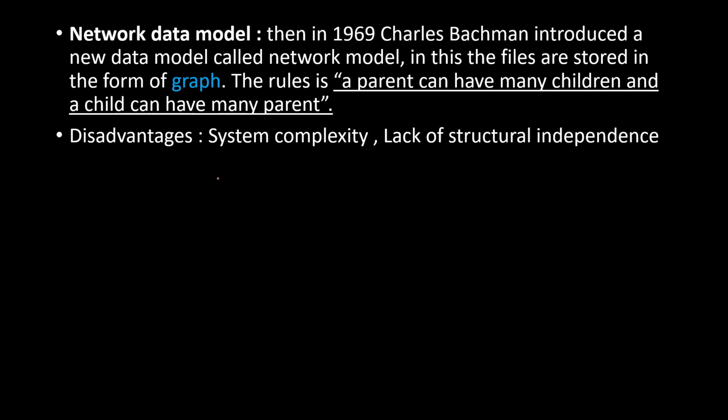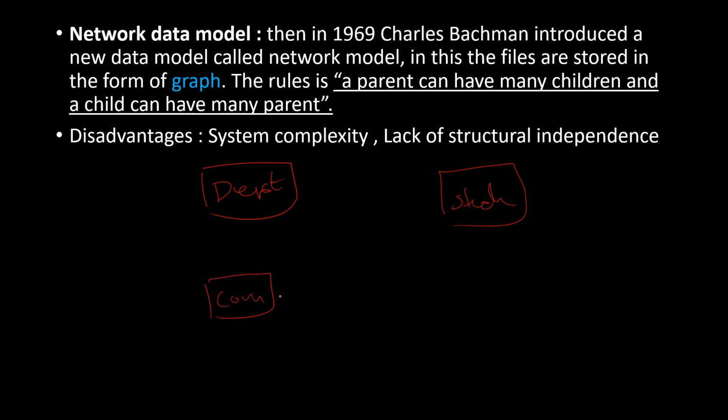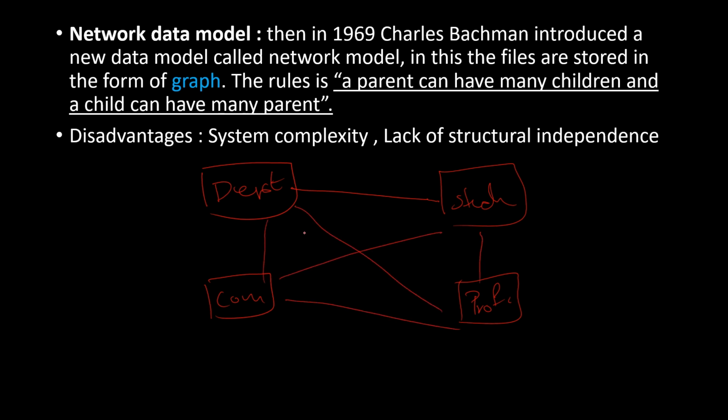So let us consider a simple example. The first node is department, the second node is student, the third node is course and the fourth node is professor. Each of the nodes is interlinked with each other. And if we see, the department node contains multiple children and it also contains multiple parents. So here the structure of the network data model is in the form of a graph.